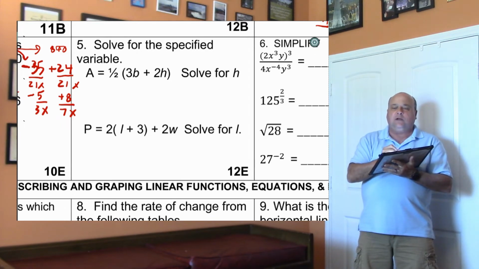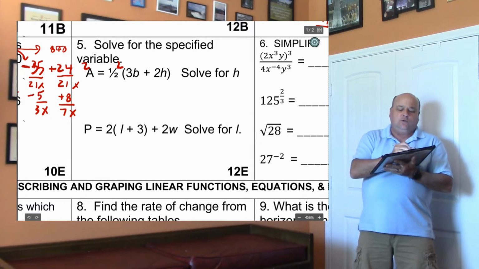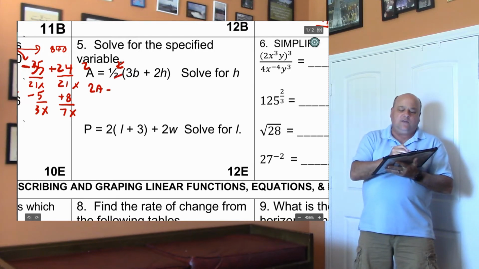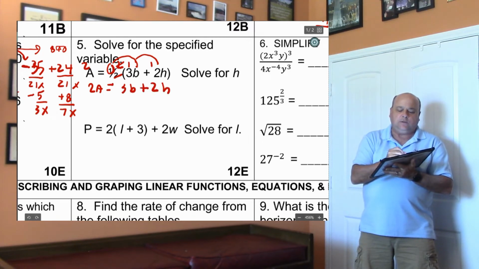Notice this is a bluebell chart that goes through this, so I'm only going to put 1 2 up here, and I'm going to put a 2 over the a. So 2 times a is 2a equals, and these 2's cancel out. All that's left is the 1, so if I distribute that 1, these won't change, will they? So I'm going to get 2a equals 3b plus 2h.